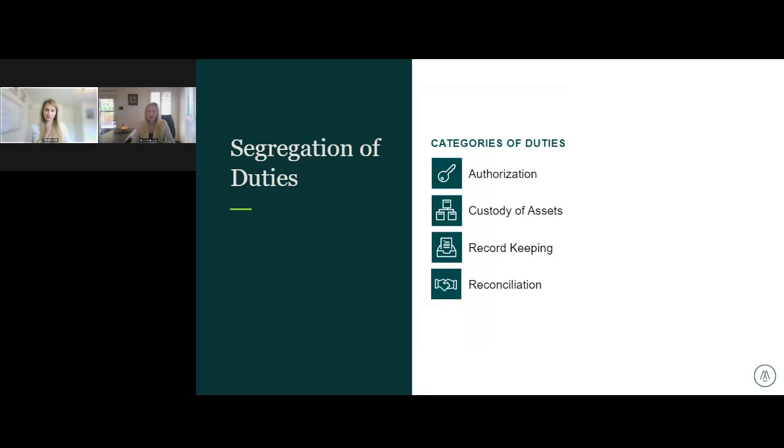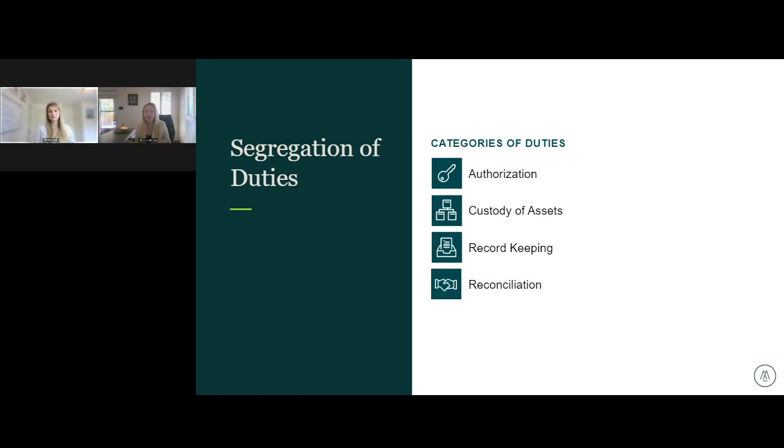So the next one is segregation of duties. These are the four basic categories of segregation of duties that we like to see. Really, this is a basic building block for any sustainable risk management and internal control system. Your policies and procedures are going to illustrate that in those documents. But how are you implementing these on a day-to-day basis?